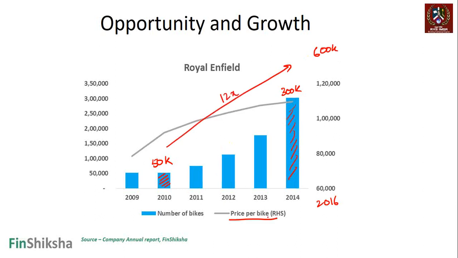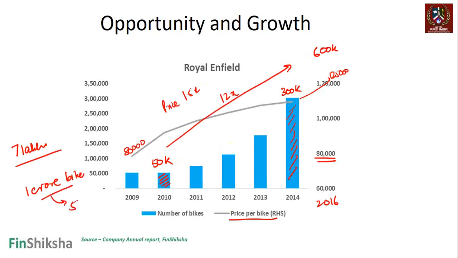And not only in volumes, price per bike, which used to be about 80,000 in 2009, has now in 2016 gone above 125,000, right? So there is a 12 times jump in the volume, there is a 1.5 times jump in the price, and not only was there the opportunity, they still sell about 7 lakh bikes a year out of 1 crore bikes that get sold in India every year. Out of this 1 crore, nearly 50% or 50 lakh bikes get sold by Hero, right?